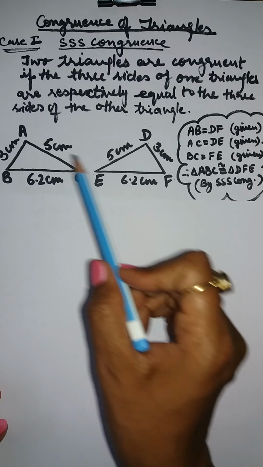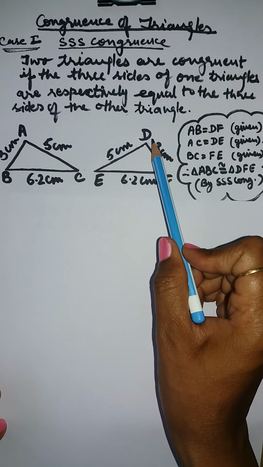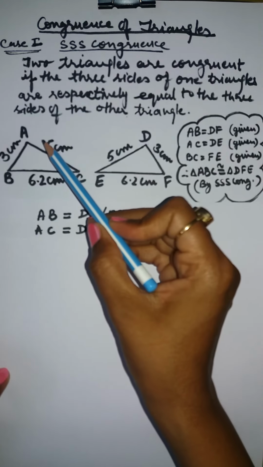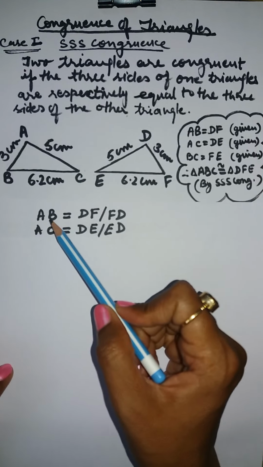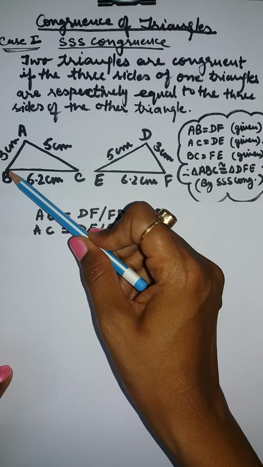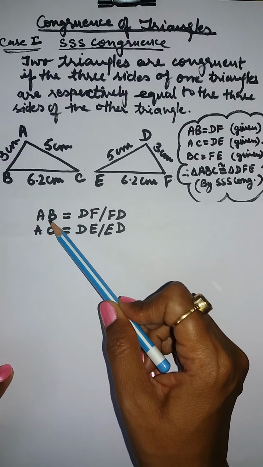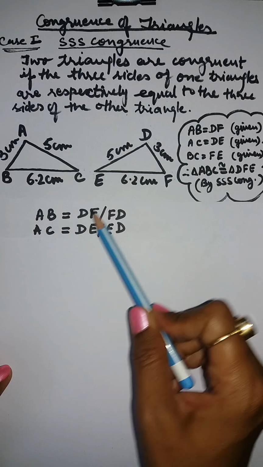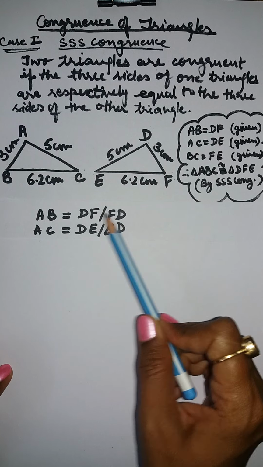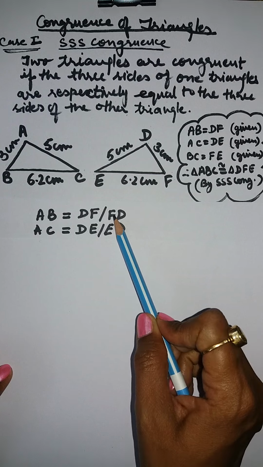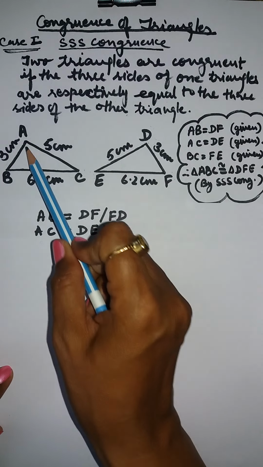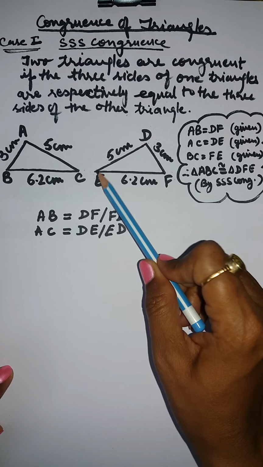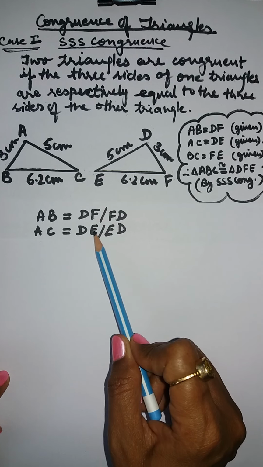So here which vertex will match with which vertex, we have to first find it out. To find the right vertices match, this exercise will help us. Here we know AB is equal to 3 centimeter and DF, which can also be FD. So I have written both. AC equals to 5 centimeter, which can be equal to DE or ED. So I have written both.